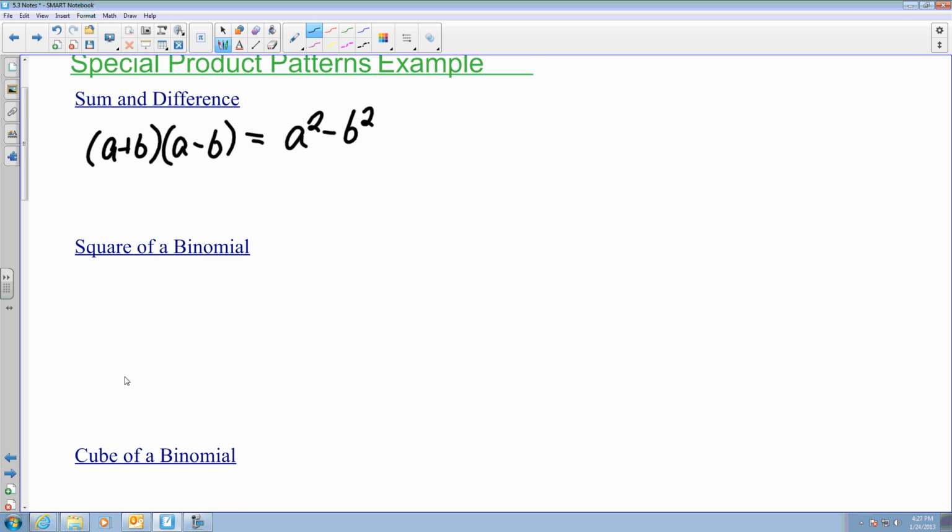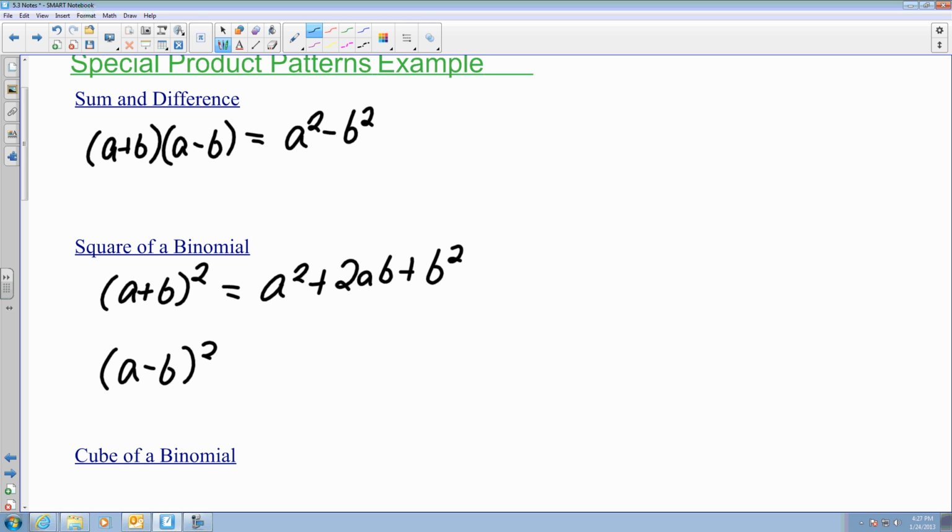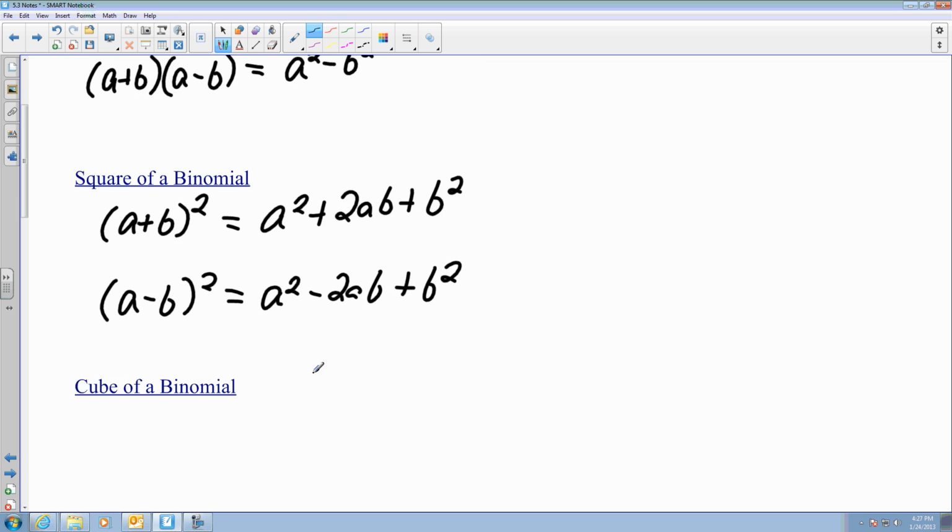If I got the square of a binomial where I got a plus b quantity squared, this general form ends up equaling a squared plus 2a times b plus b squared. Coincidentally, if we have a minus b quantity squared, this ends up equaling a squared minus 2ab plus b squared. So those ones we've seen before, those are review.